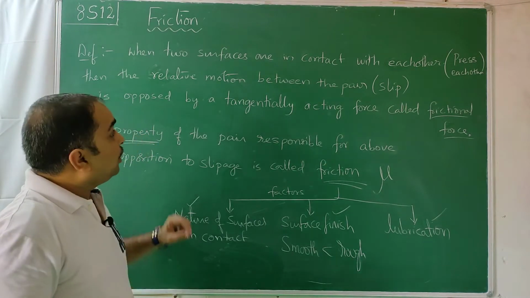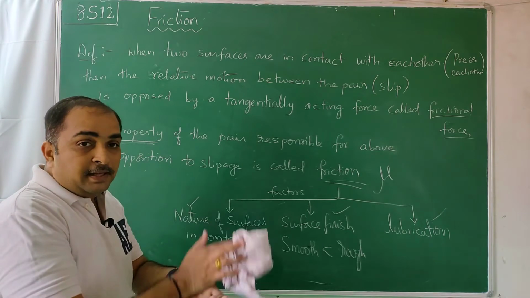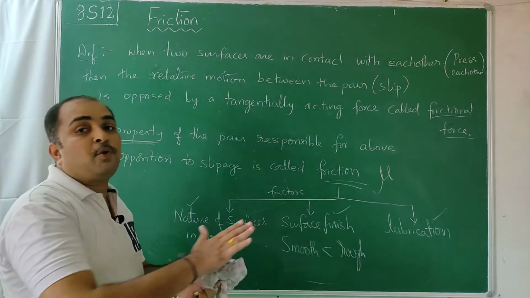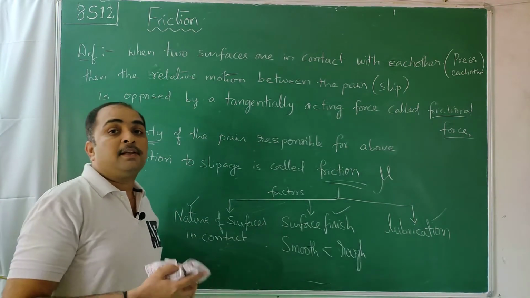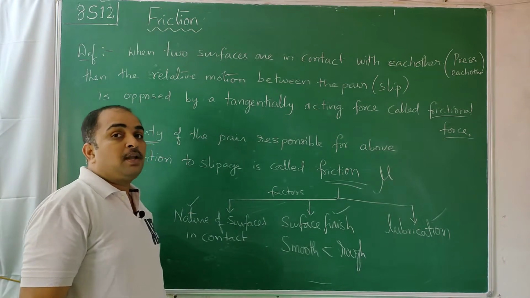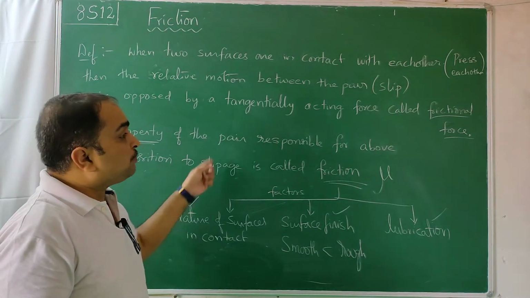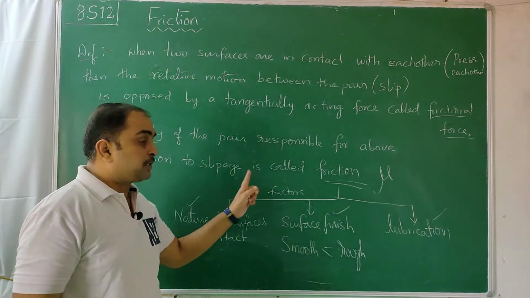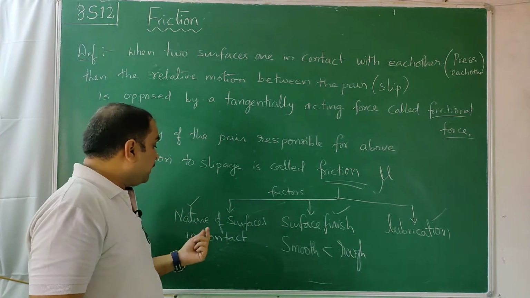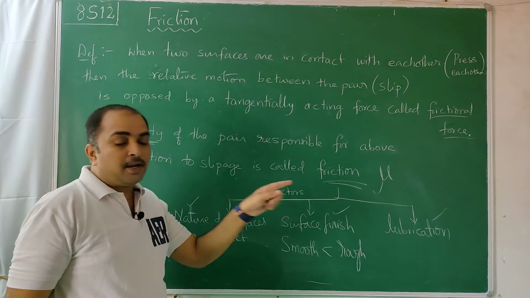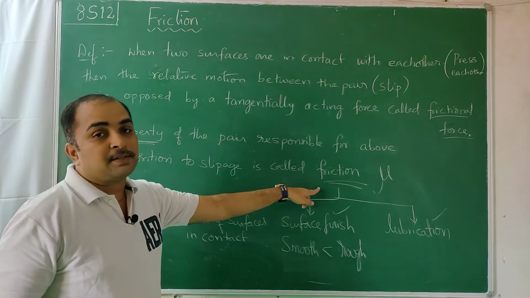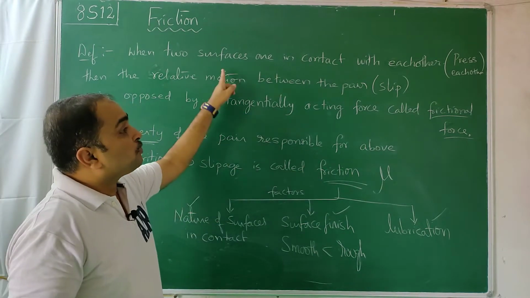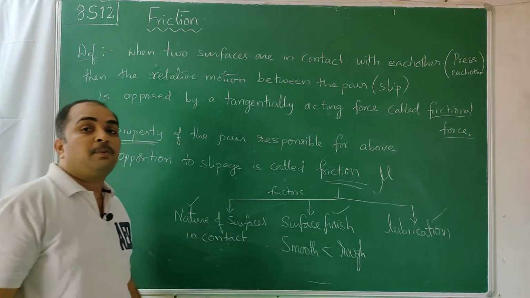So when two surfaces are touching each other or pressing each other and try to slip one over other, a force comes in opposing. That force we call it as frictional force. And the property of those two surfaces which bring all these things to happen is called friction. And friction factors are nature of surfaces, surface finish, and lubrication, on which the friction depends. If friction is more, frictional force will be more. If friction is less, frictional force will be less.